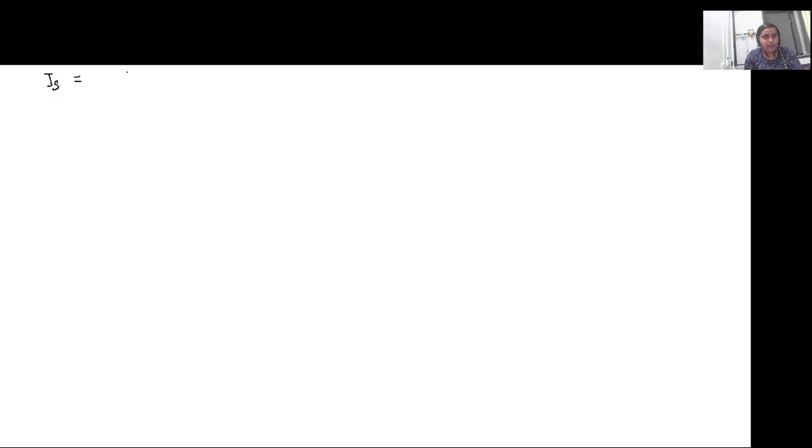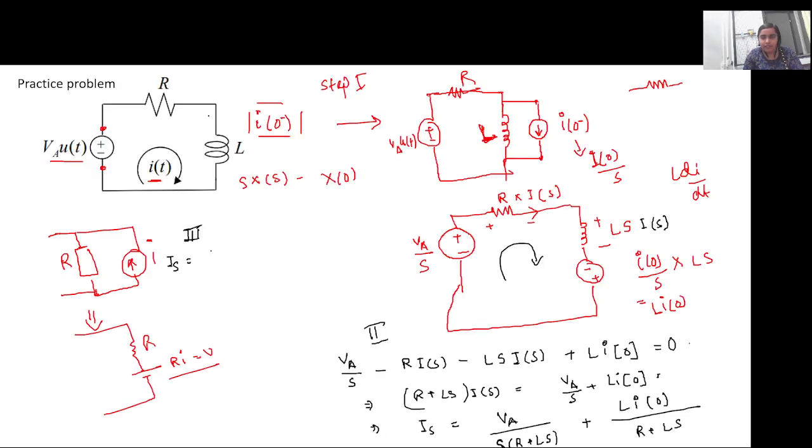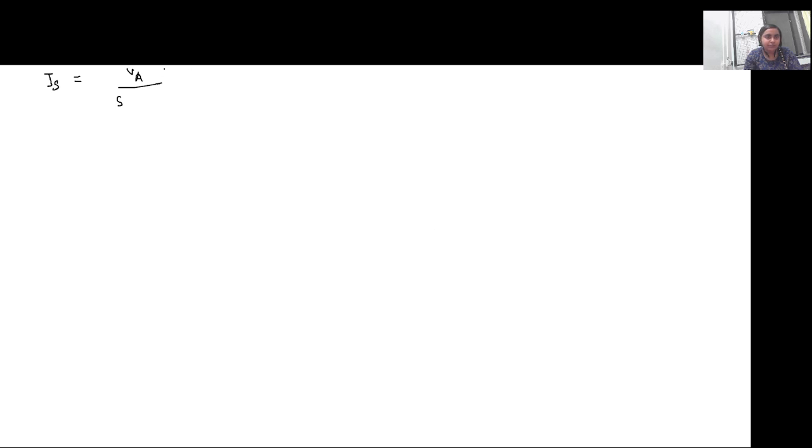I of S is VA by S into... so let us make the S term free, because all the Laplace transforms we have seen had S plus something, right? So we will divide the numerator and denominator by L. So it is VA by L, S into R by L plus S. This is one term. The other term, if we divide the numerator and denominator by L, is R by L plus S, right?